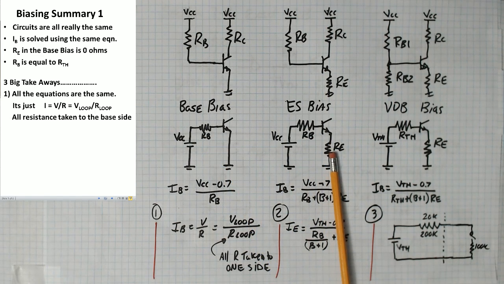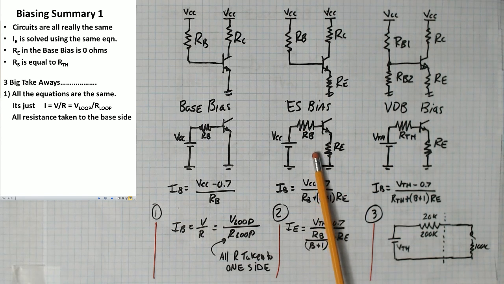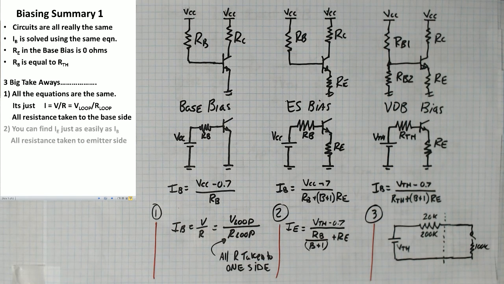However, what we usually want to do is move these resistors to the same side. So I like to multiply this by beta plus 1 and move RE over there, which leaves us with this equation. So I usually take the resistances to the base side. However, you can find IE just as easily as IB if you take the resistances over to the emitter side.